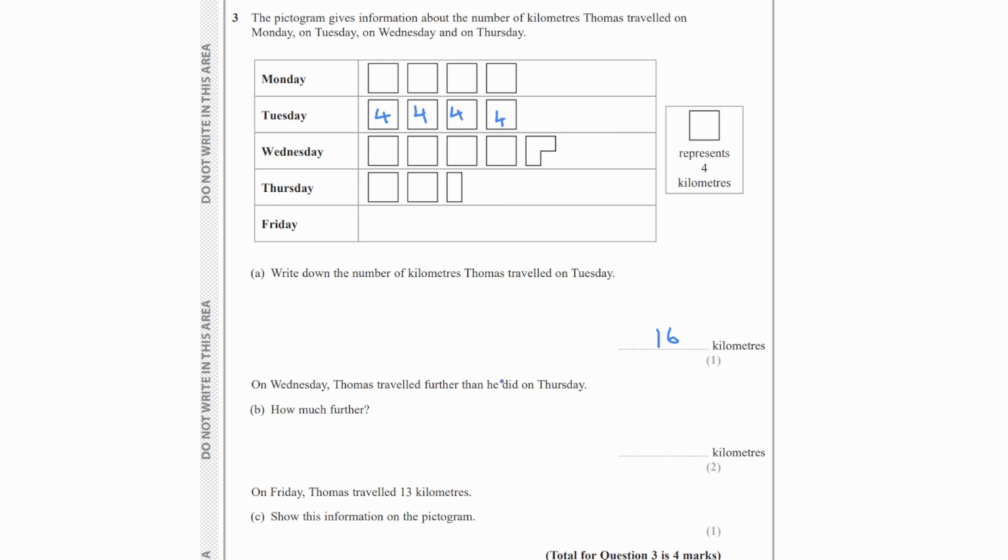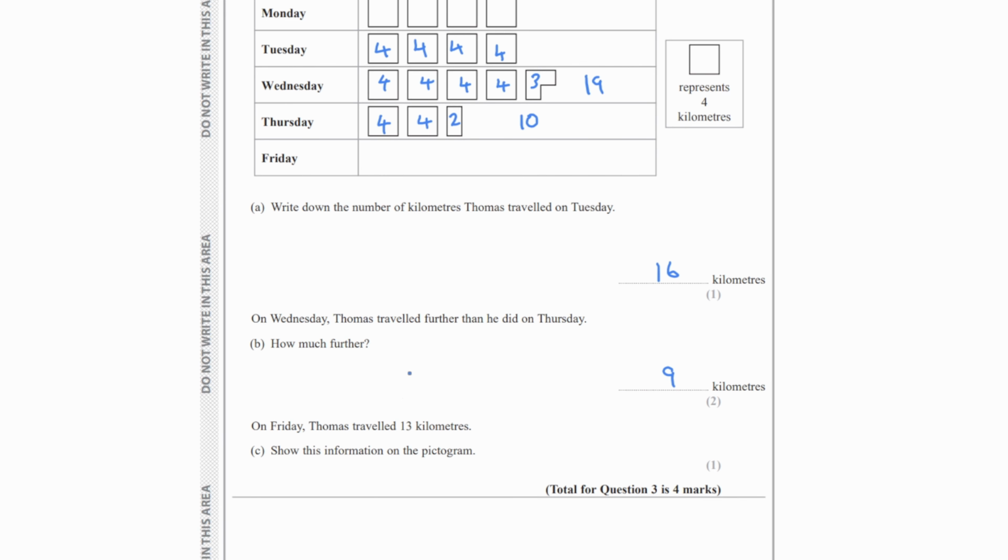On Wednesday, Thomas traveled further than he did on Thursday. How much further? Let's work out how far he traveled on Wednesday. So 4, 8, 12, 16, and then 3/4 of 4, which is 3. And then on Thursday, he traveled 4, 4, and 2. So in total on Wednesday, 4, 8, 12, 16, and 3 is 19. On Thursday, he traveled 10 kilometers. How much further? 9 kilometers further.